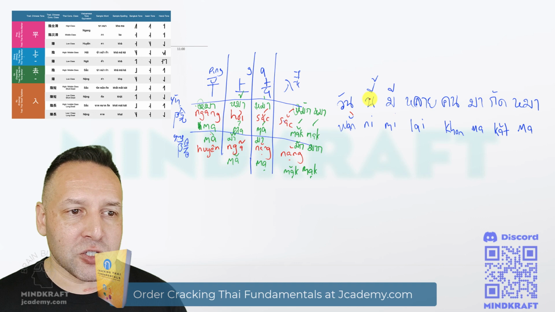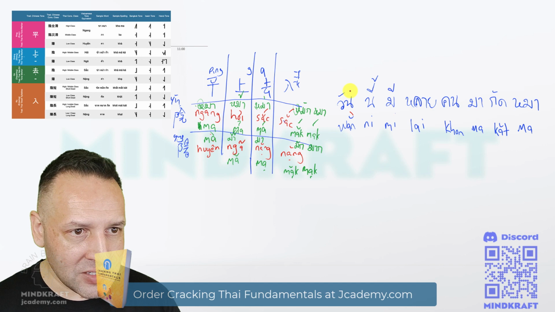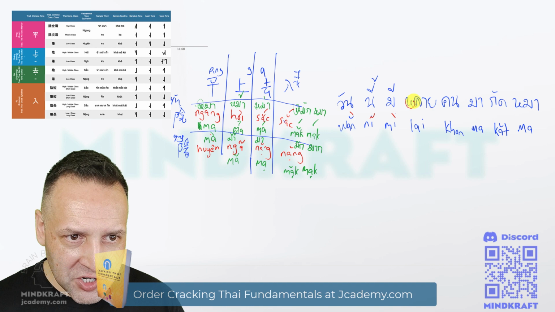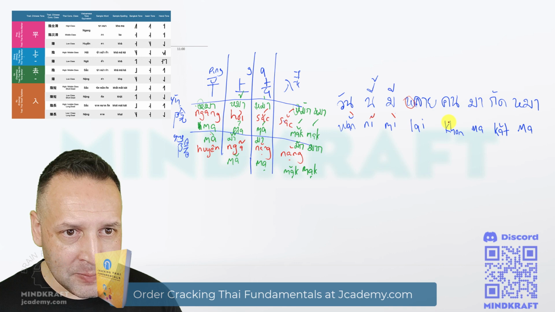Okay, so we've got a low class with a meitor. So what would that be? Low class with meitor. This is the nga. So this would be one ni. Mi is the same as this, one. So it's got this shak as well. Lai. Now we have this aspiration here and there's no other thing. So this aspiration, that would be this one. So no tone marker. Korn.